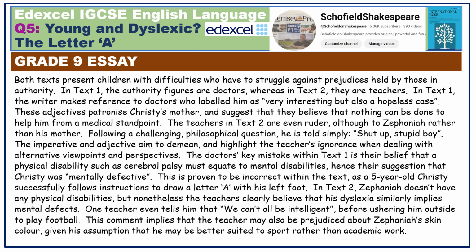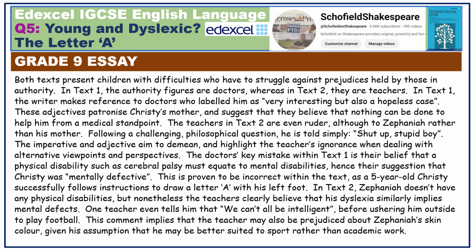The teachers in text 2 are even ruder, although to Zephaniah rather than his mother. Following a challenging philosophical question, he is told simply, "Shut up, stupid boy." The imperative and adjective aim to demean and highlight the teacher's ignorance when dealing with alternative viewpoints and perspectives.